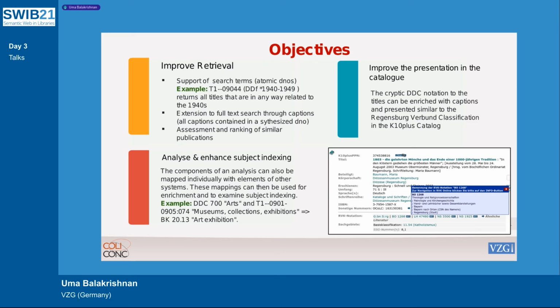And the third objective is to improve the presentation in the catalog, to make it more user-friendly, basically. The catalog has DDC notations without the captions. So we intend to enrich them with captions and link them with hierarchies and make it more user-friendly, or to say more usable. We have done something similar with the Regensburg-Verbund classification, and we want to do the same also with the Dewey Decimal Classification.